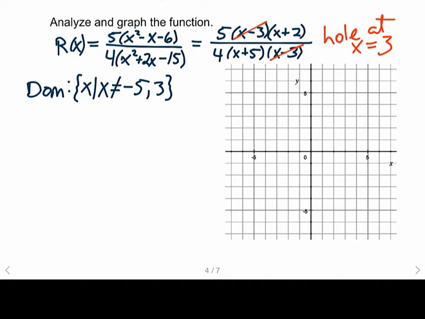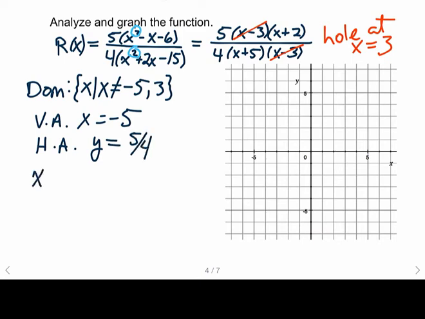The remaining factor in the denominator, x plus 5, gives us a vertical asymptote of x is equal to negative 5. Right? So when factors divide out, there's not an asymptote, there's a hole. Looking at the degree of the numerator, which is 2, and that of the denominator, which is also 2, we can see that we have a horizontal asymptote of y is equal to 5/4.